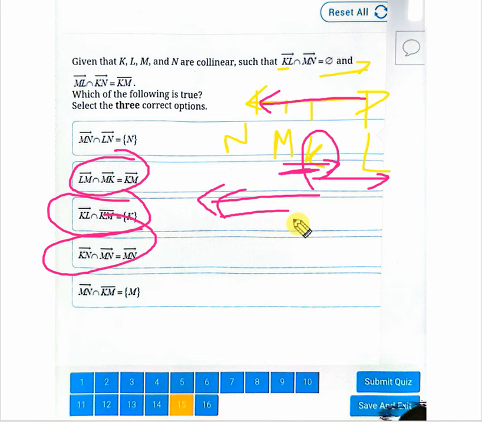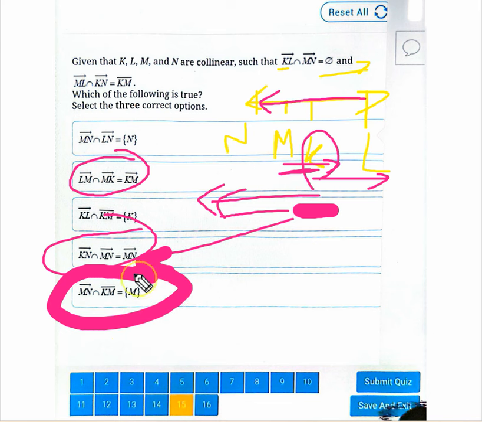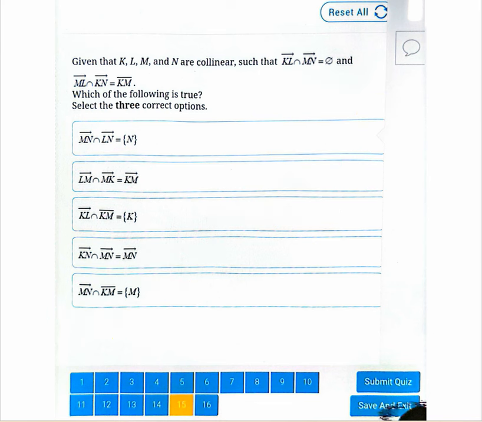And the last one, M and N. M and N in this direction, and M and K, this line. So they're saying M and N, and then KM. Okay, I don't think so, it's this one, because only 3 options, right? So it's not this one, it's the last one, this one. Okay, double check again.